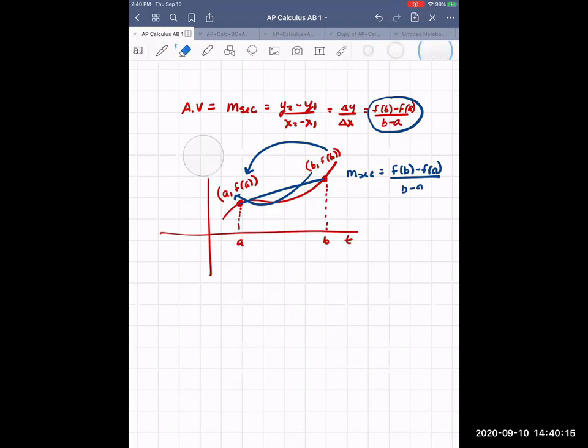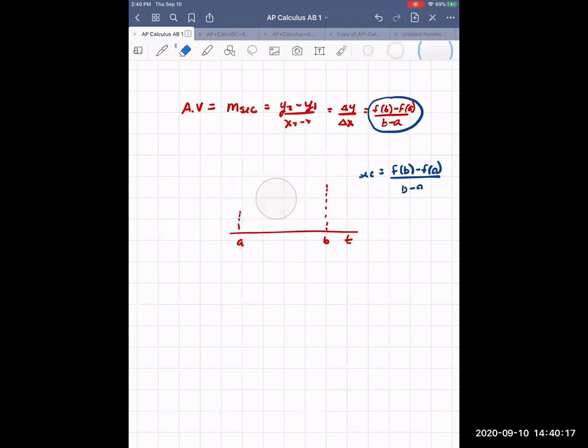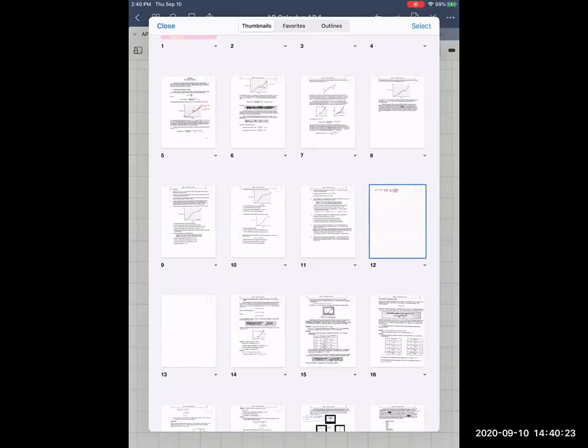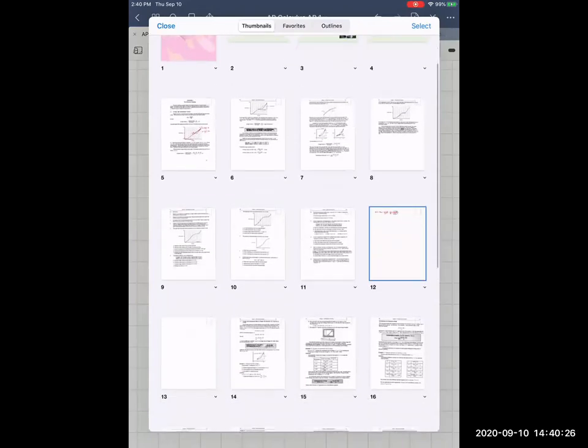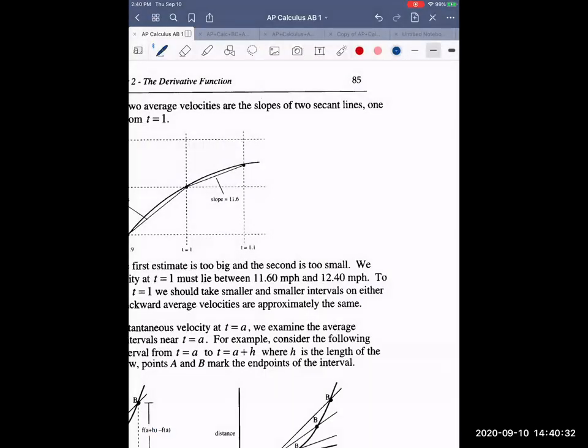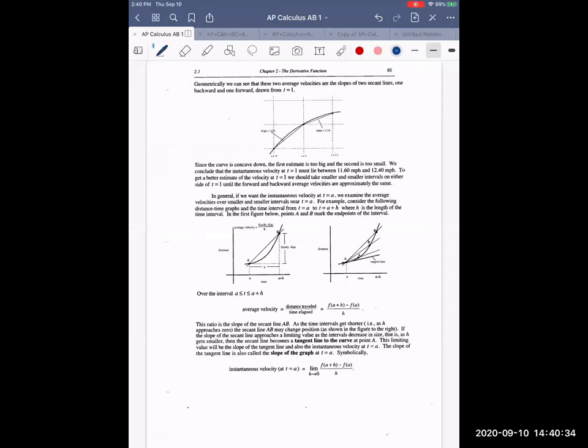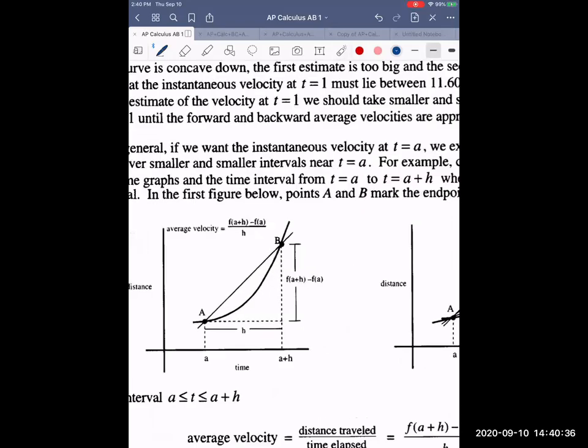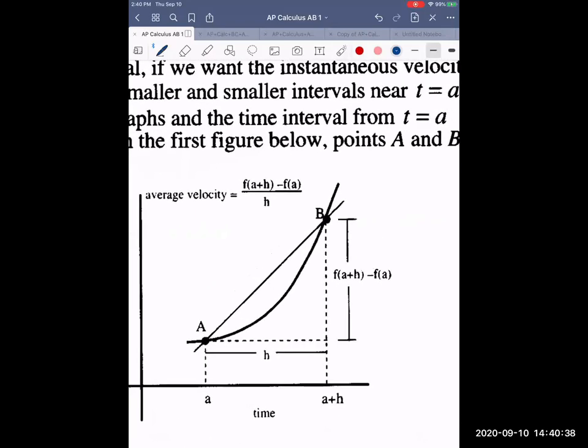Let's look at something else here. Let's see. Where's the graph that I want? Here it is. Okay. So now I want you to notice another formula, which is this one right here.